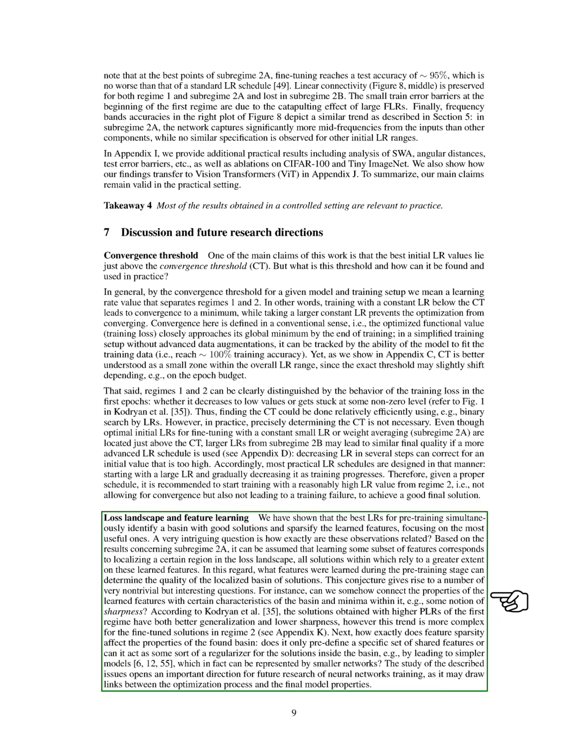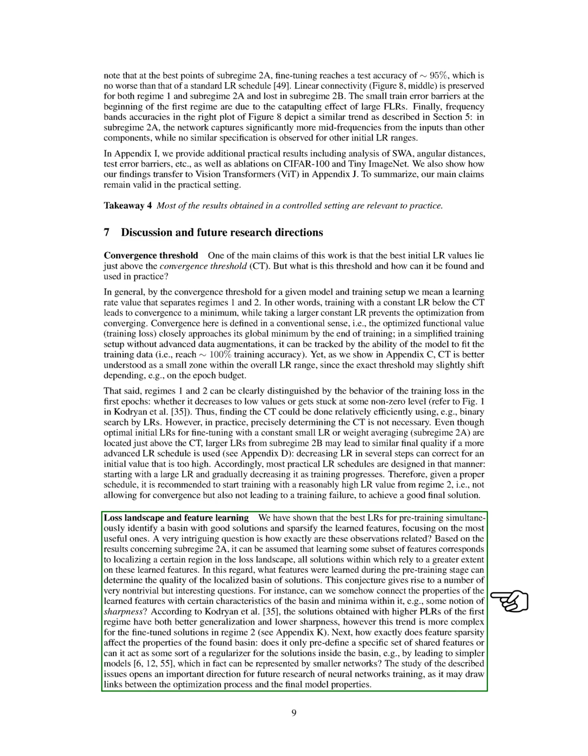We have shown that the best learning rates for pre-training help identify a region in the loss landscape with good solutions and also focus on the most useful features. An interesting question arises about how these observations are connected. Based on our results in the second sub-regime, we suggest that learning a subset of features corresponds to locating a specific area in the loss landscape, where solutions depend more on these features. The features learned during pre-training can influence the quality of the solutions found in this region.